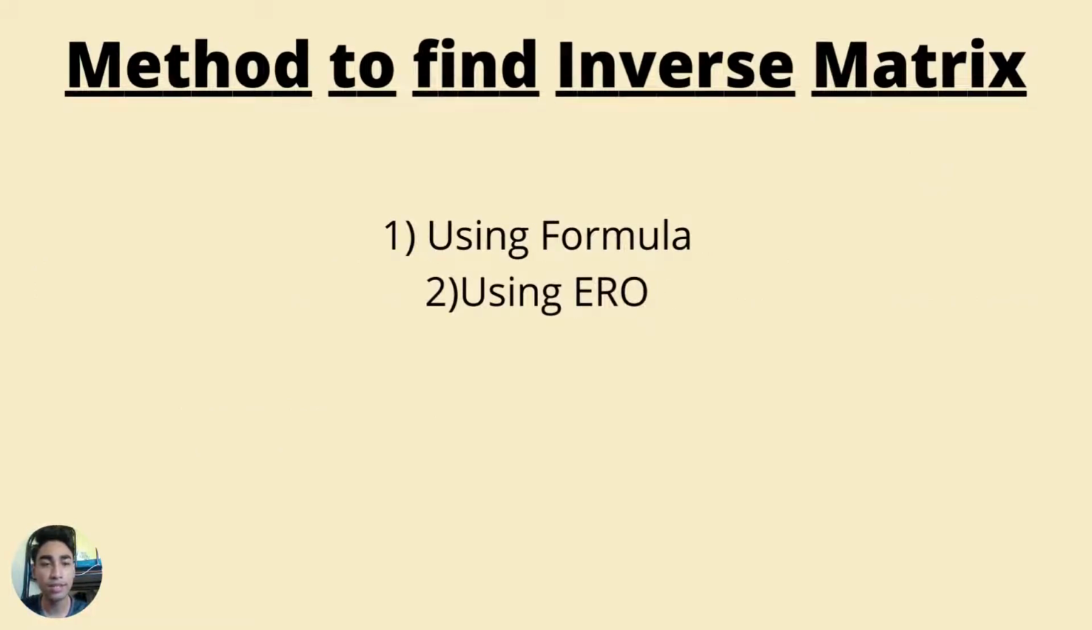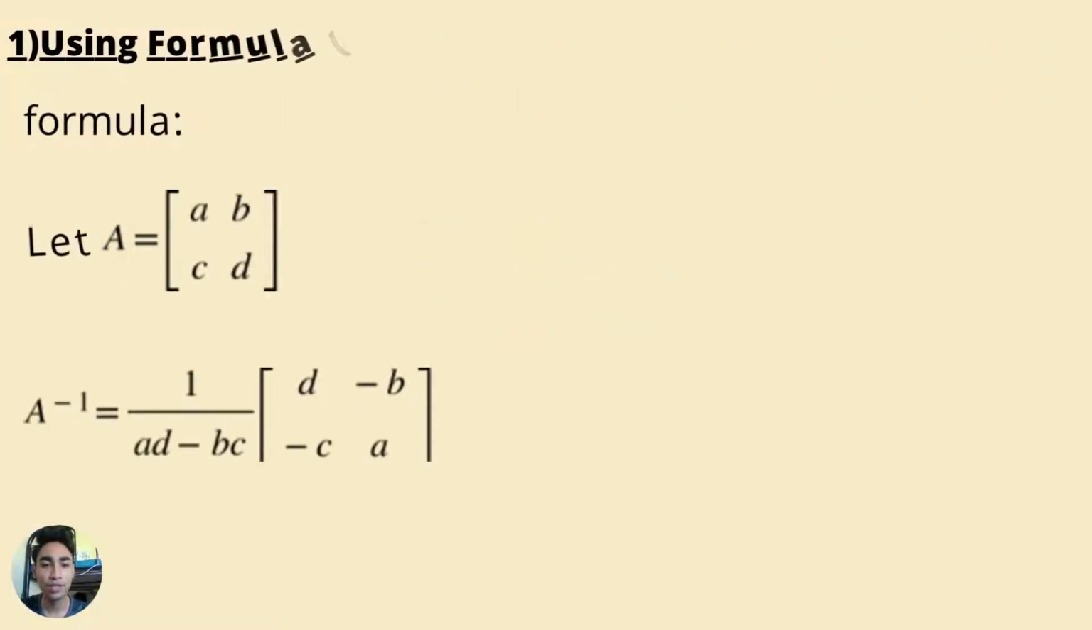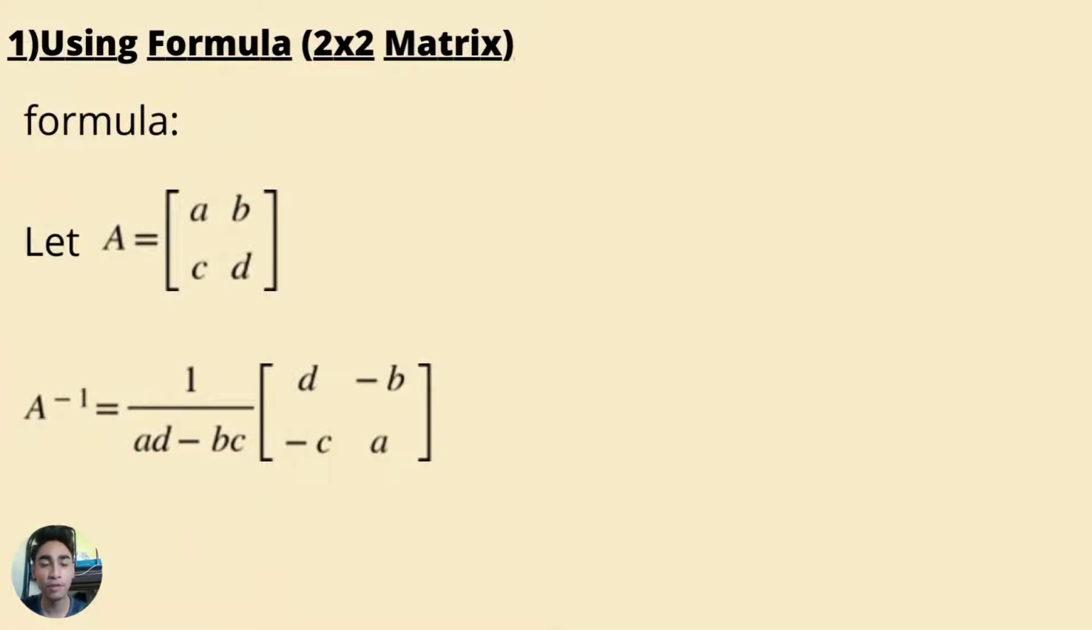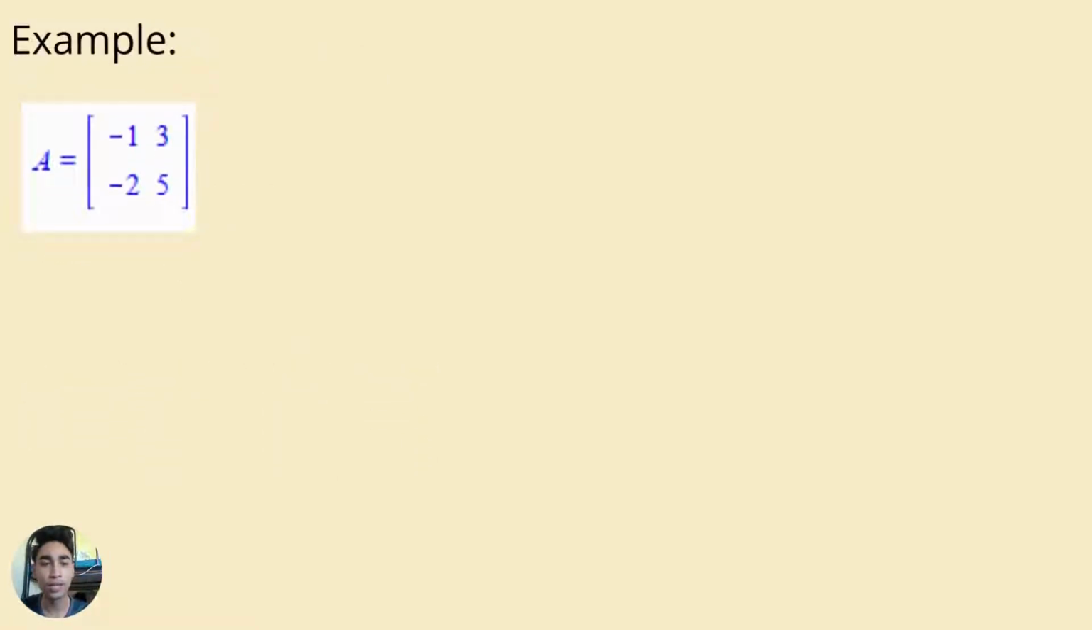Okay, so there are two methods to find the inverse matrix. First is we use a formula, and the second is we use ERO, elementary row operation. For example, using the formula, this formula can only be used for a 2 by 2 matrix. The formula to find A inverse is 1 over AD minus BC multiplied with the matrix D, negative B, negative C, and A. Okay, so we go to the example.